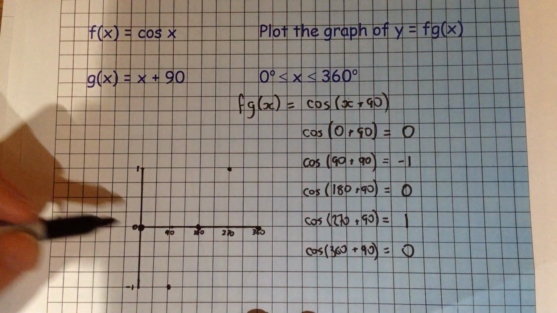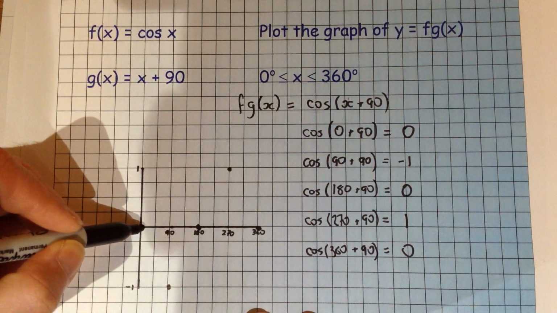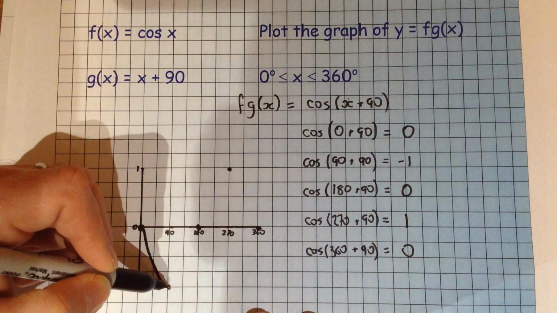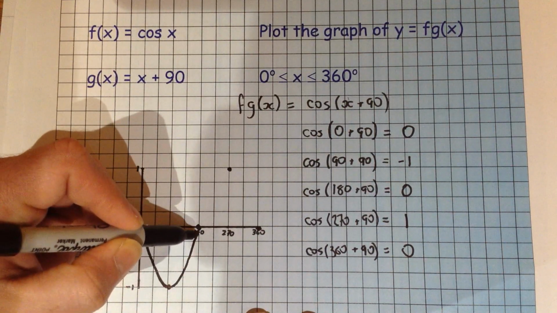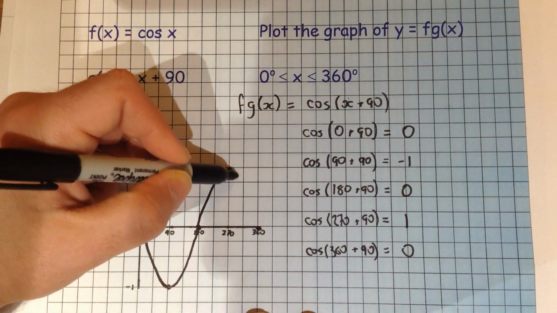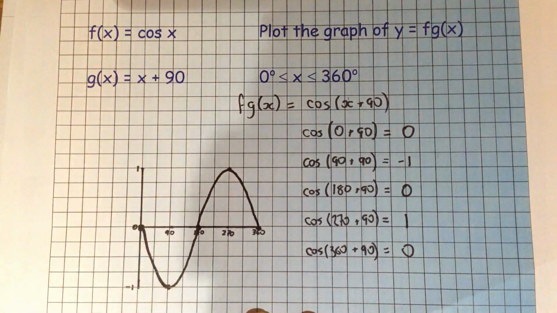You then just need a nice smooth curve going through all these points, looking quite like the sin and the cos graph that you may have seen in other parts of the course. So looking something a bit like that.